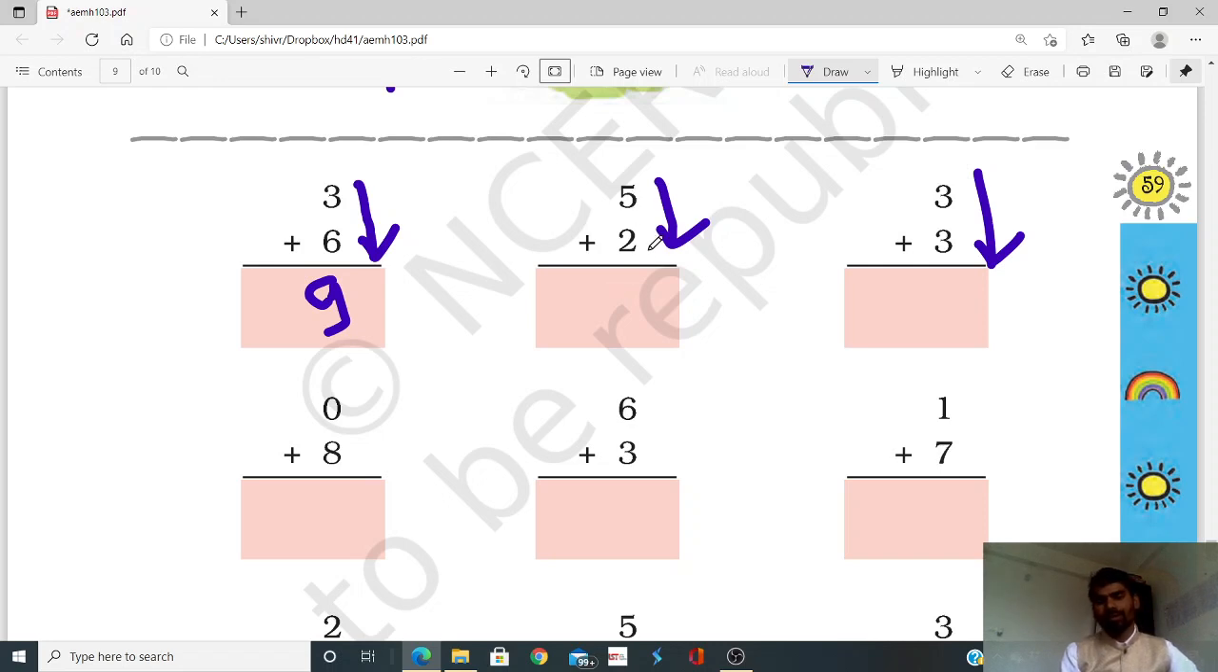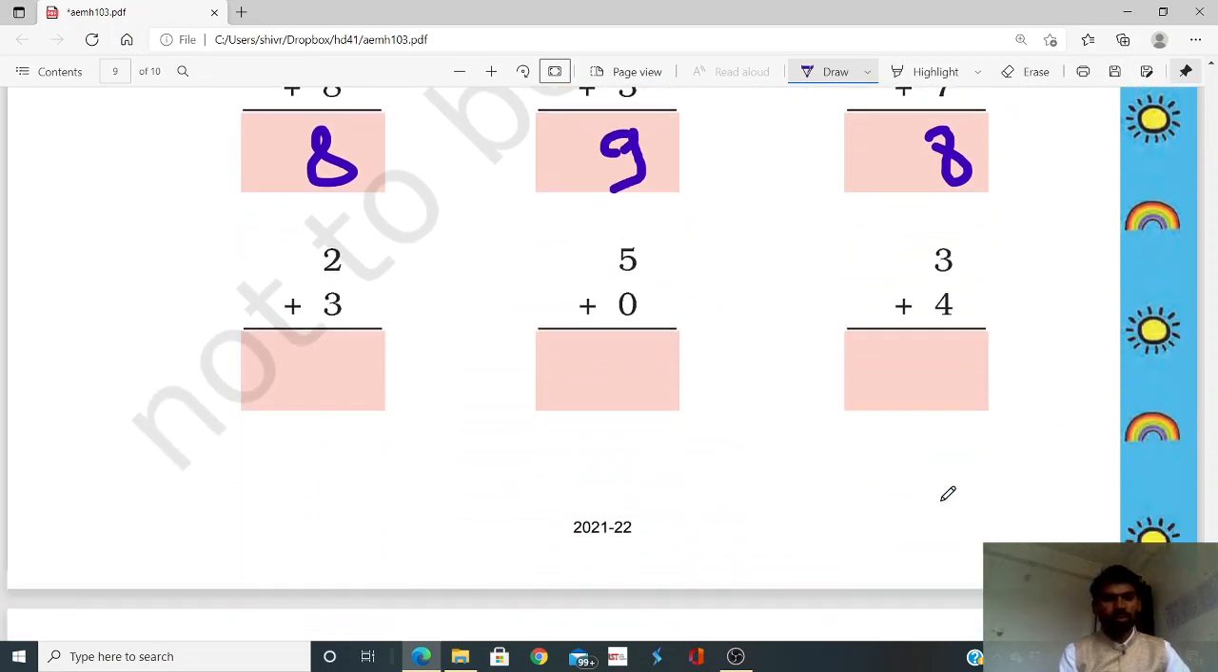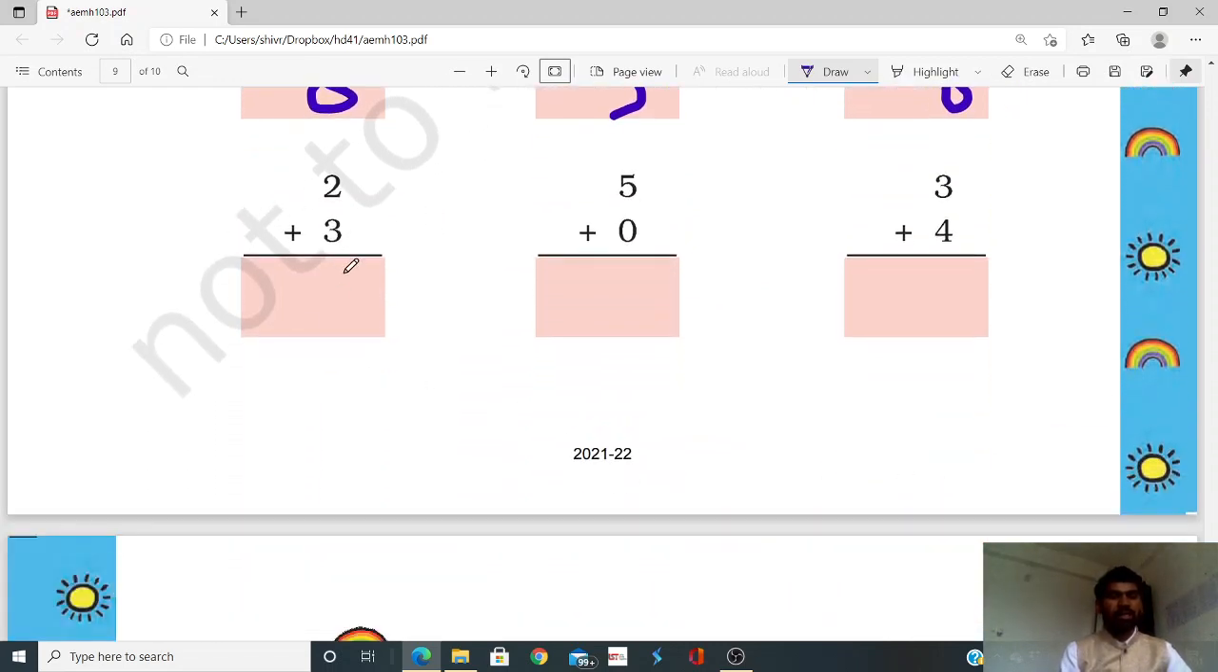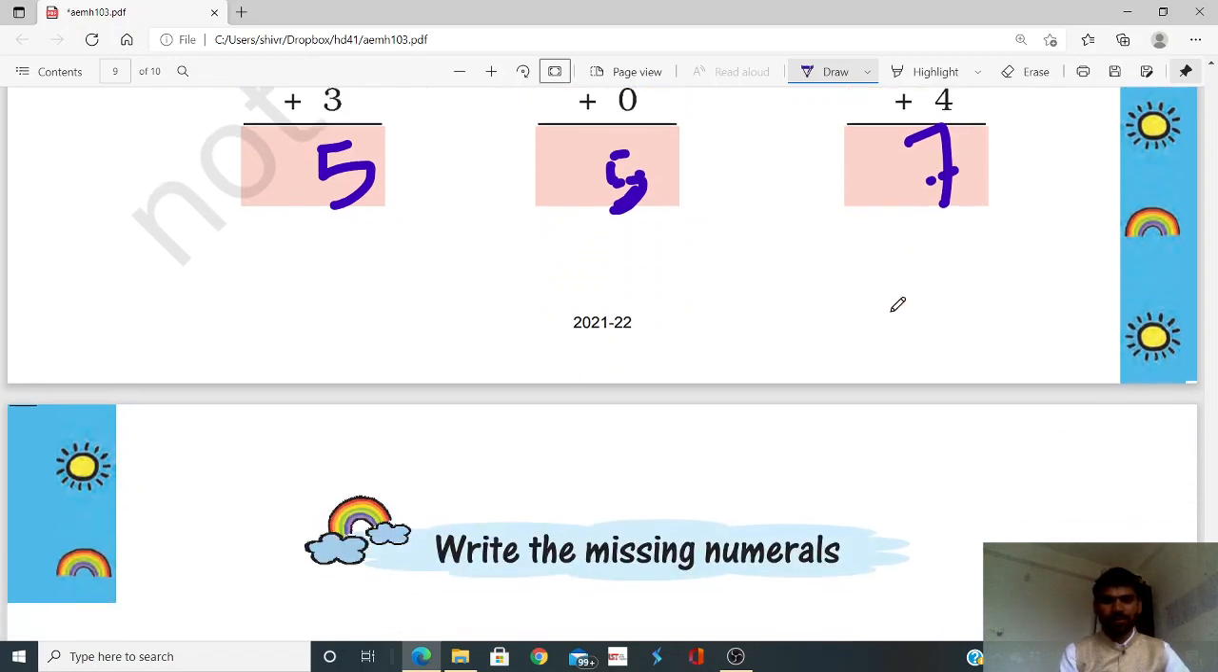properly. 5 plus 2 is equal to 7. 3 plus 3 is equal to 6. 0 plus 8 is equal to 8. 6 plus 3 is equal to 9. 1 plus 7 is equal to 8. Okay, 2 plus 3 is equal to 5. 5 plus 0 is equal to 5. 3 plus 4 is equal to 7.